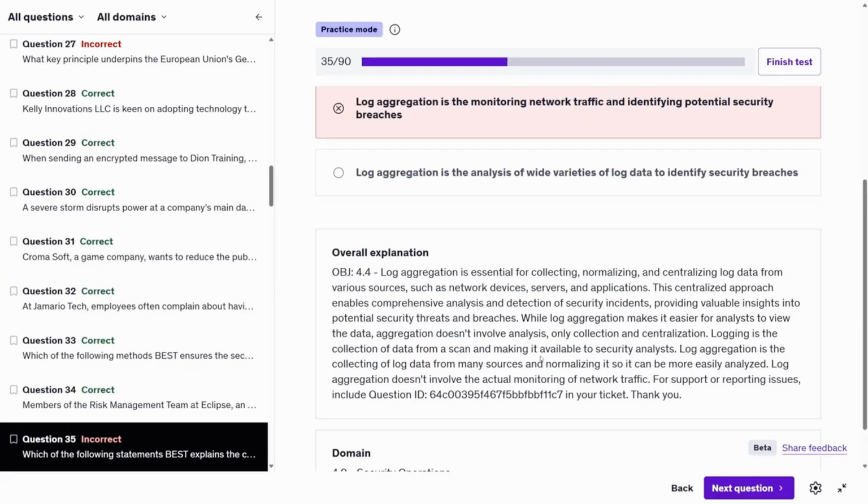While log aggregation makes it easier for analysts to view the data, aggregation doesn't involve analysis, only collection and centralization. Logging is the collection of data from a scan, making it available to security analysts. Log aggregation is the collection of log data from many sources and normalizing it so that it can be more easily analyzed. Log aggregation doesn't involve the actual monitoring of network traffic.